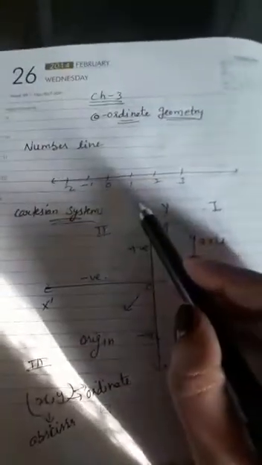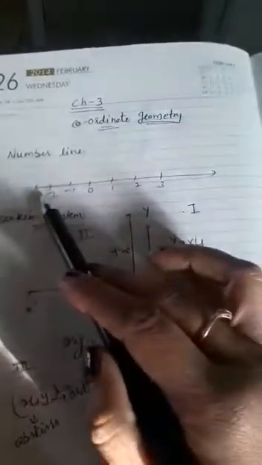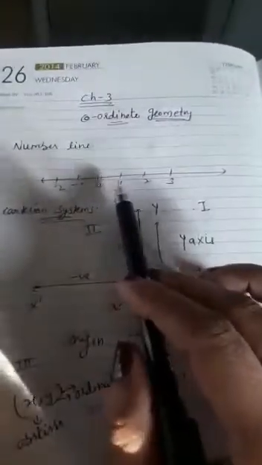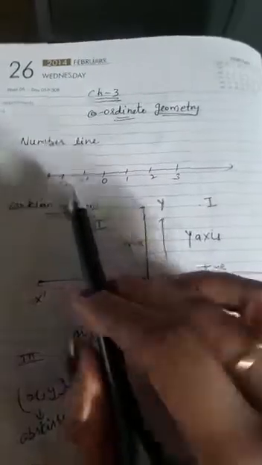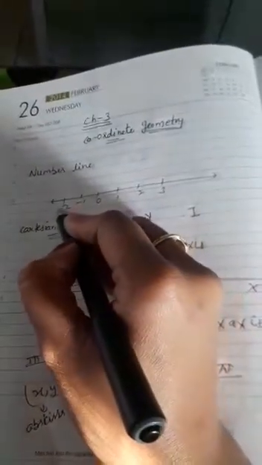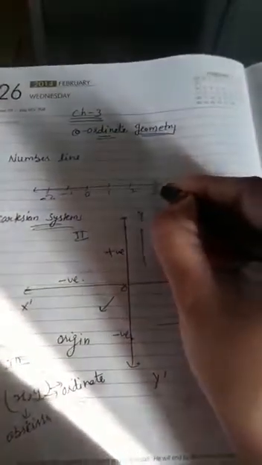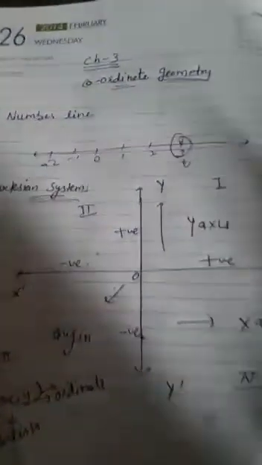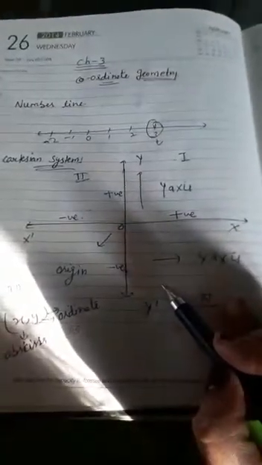Number line already you have done in junior classes. So this is the number line where we are having the positive and the negative numbers and we represent them on this line. Suppose you have to represent 3, then you can circle this one. This is 3. This is the number line where we are having the integers. Now we will discuss the Cartesian system.